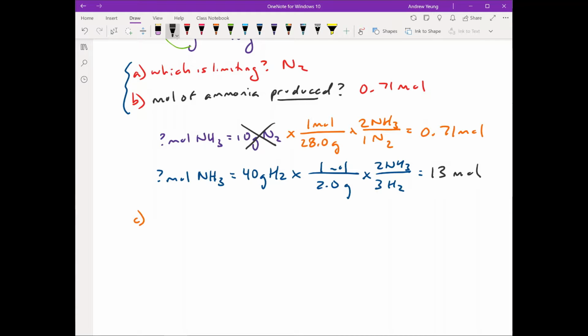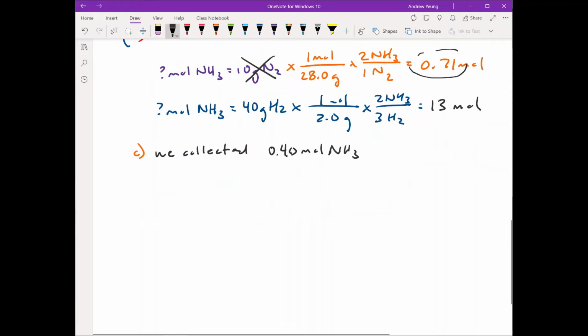What if we were told, okay, we collect 0.40 moles of ammonia. Okay, so someone actually used these amounts here. They no doubt didn't get up to the 13 because the limiting one ran out. But you'll notice that this actual yield here is even tinier than the amount that I theoretically predicted I should have. In that case there, we can actually calculate a percent yield.